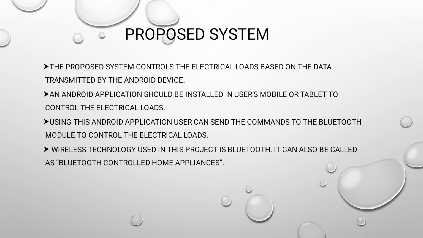The proposed system controls the electrical loads based on data transmitted. An Android application should be installed on the user's mobile to control electrical loads. Using this Android application, commands are sent by the user to the electrical loads. The wireless technology used is Bluetooth. It can also be called Bluetooth controlled home appliances.